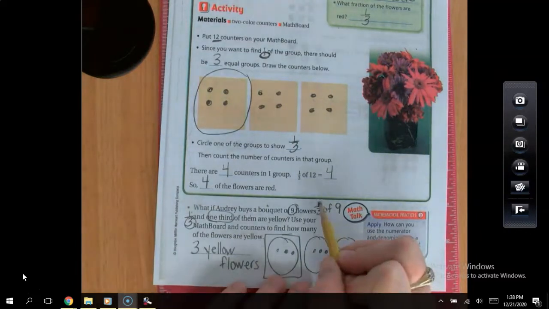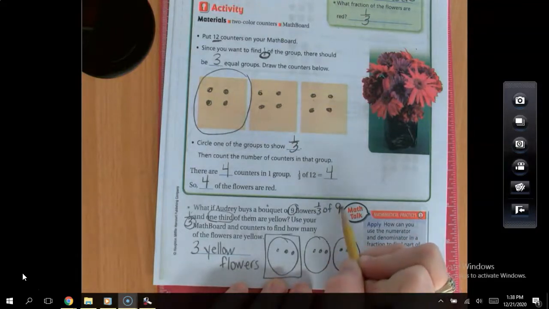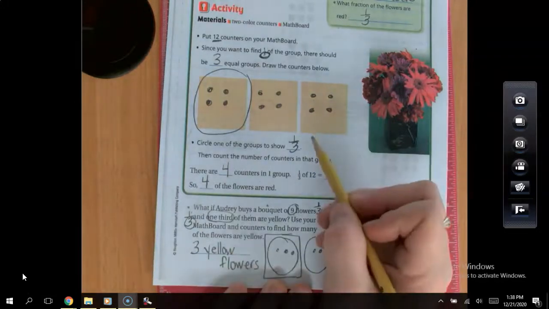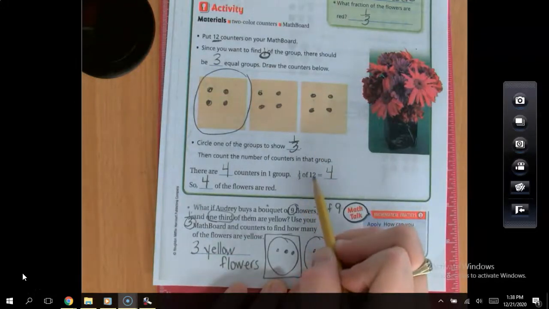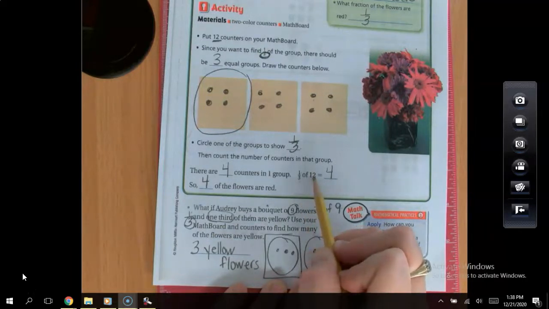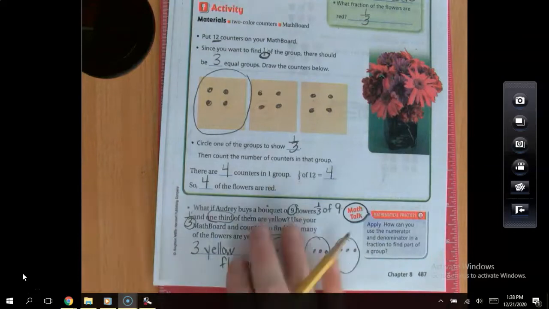Boys and girls, can I show you something? If you look at 1/3 of 9, how many times can 3 go into 9? 3. If you look up here, 1/3 of 12, how many times can 3 go into 12? 3 times what number equals 12? 4.